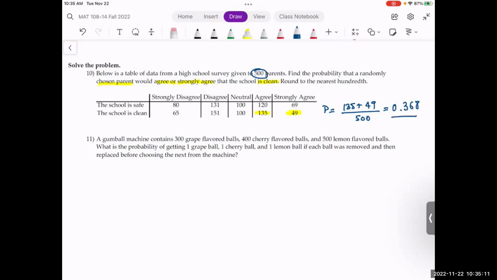Are we okay, guys, with this? So they ask you to the nearest hundredth, right? So what is the nearest hundredth? 0.37, right? Okay, next one.